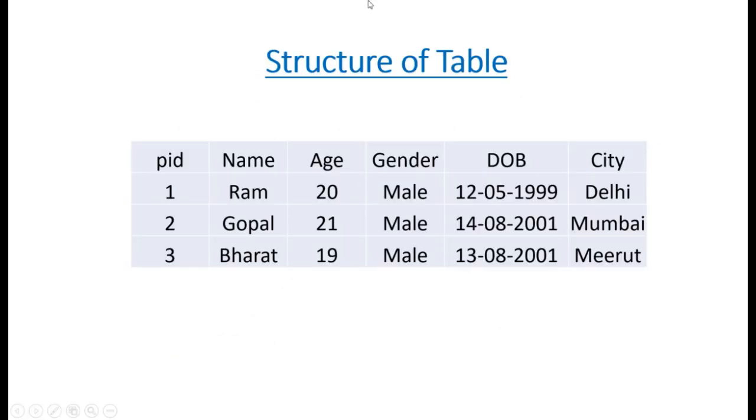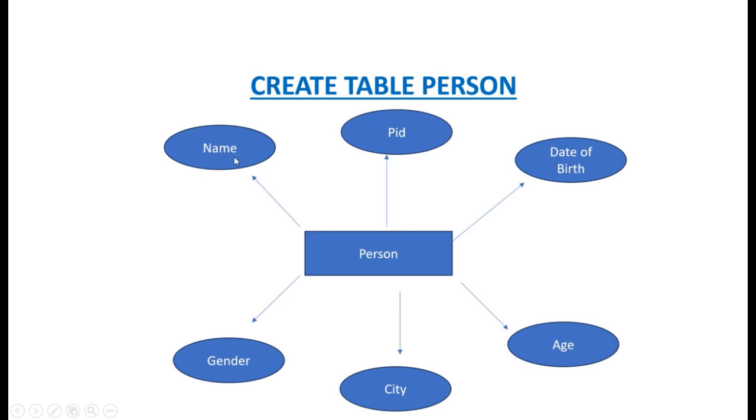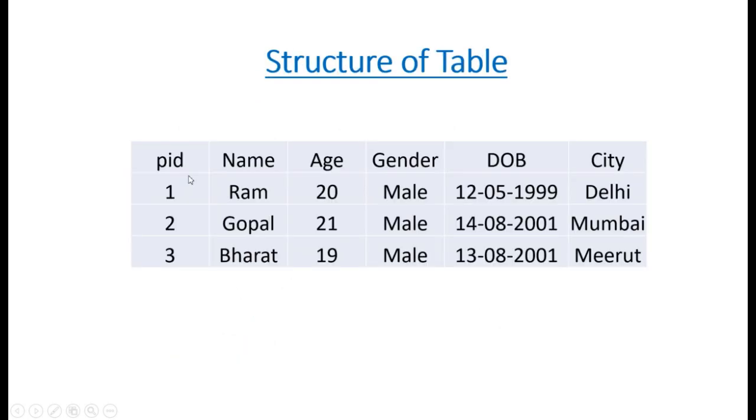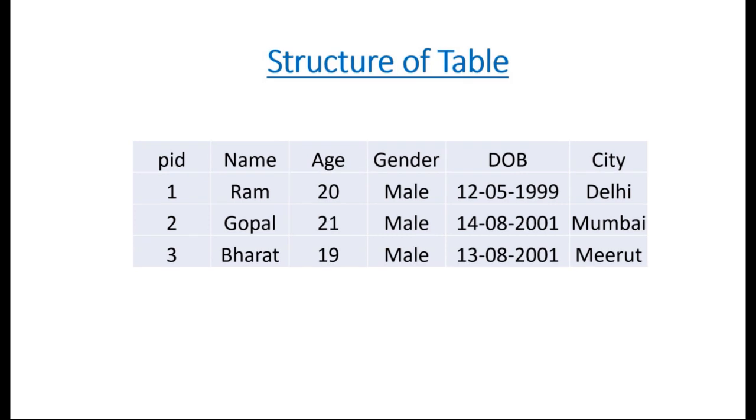Next, I think about the structure. As I say, a table comprises rows and columns. So what features do we have? PID, name, gender, city, age, date of birth are defined in the form of columns. And when you look in a horizontal format, below the PID there is 1, Ram, 20, male, 12-5-1999 and Delhi, which in a horizontal format is a record. That is the value which we insert in the respective attributes PID, name, age, gender, date of birth and city. So this is how a table structure will look.